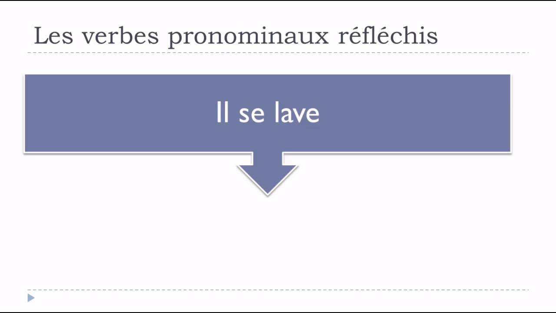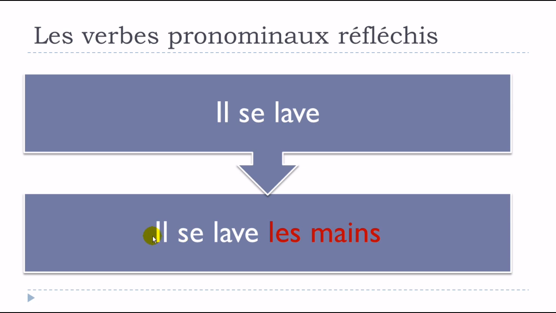For instance, if you've got the sentence il se lave, it is possible to use il se lave, and then you want to be more precise because you want to say what parts of his body he is washing, and in that case you put les mains, hands. Il se lave les mains. You could say il se lave, but then in that case you don't really know what part of his body he is washing, and if you want to be more precise, il se lave les mains.